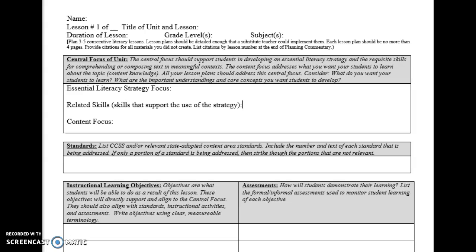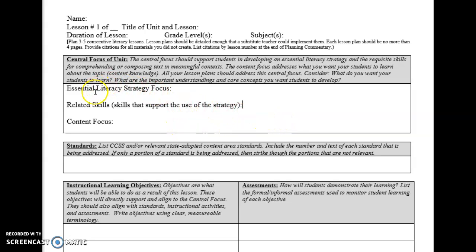So let's get started. First and foremost, the content focus is what you want students to come away learning or knowing. It's going to be the central focus of your entire lesson plan. So, for instance, you would have a question here that is going to be answered, like causes of World War II.